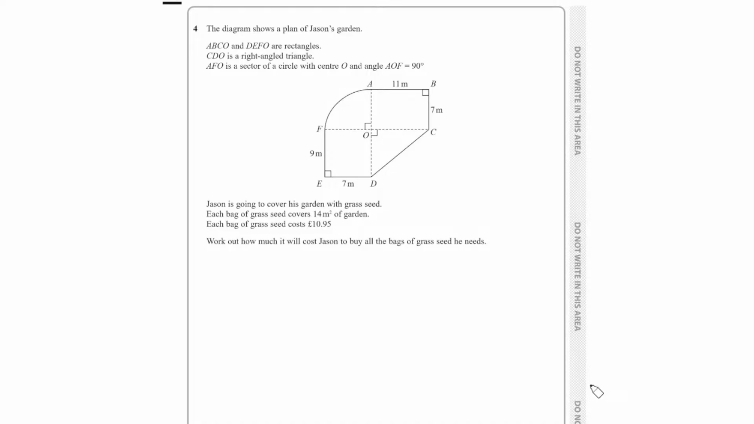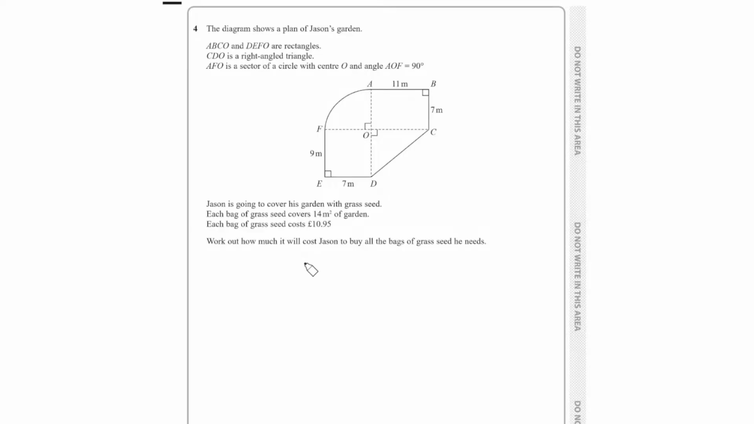Okay, so we've got question 4. The diagram shows a plan of Jason's garden. ABCO and DEFO are rectangles, so you can see these two here diagonally. CDO is a right angle triangle here, and then AFO is a sector of a circle with center O, and you can see that this angle is 90 degrees. So it's basically a quarter of a circle, isn't it?